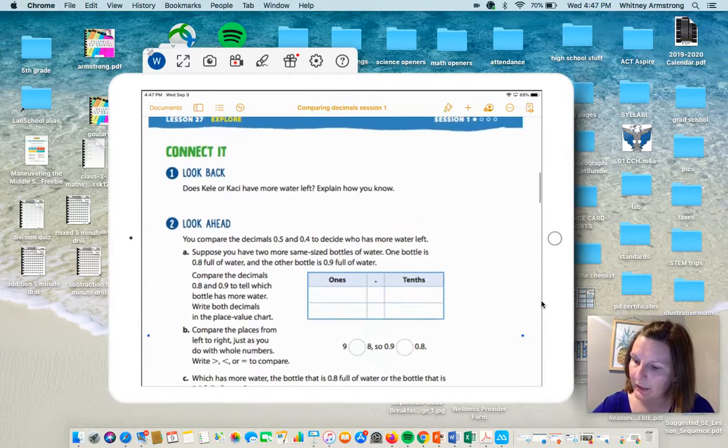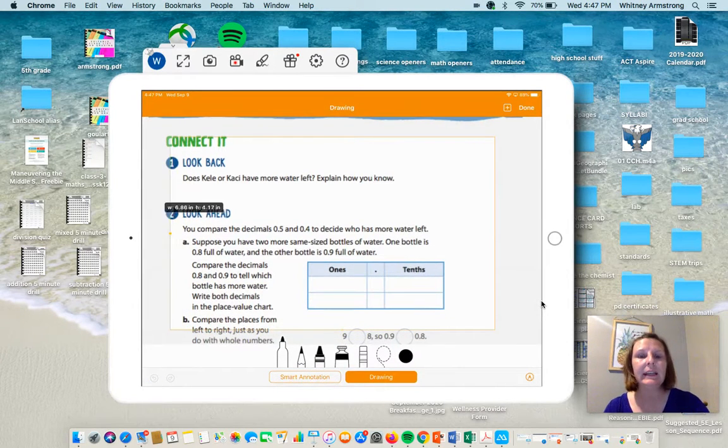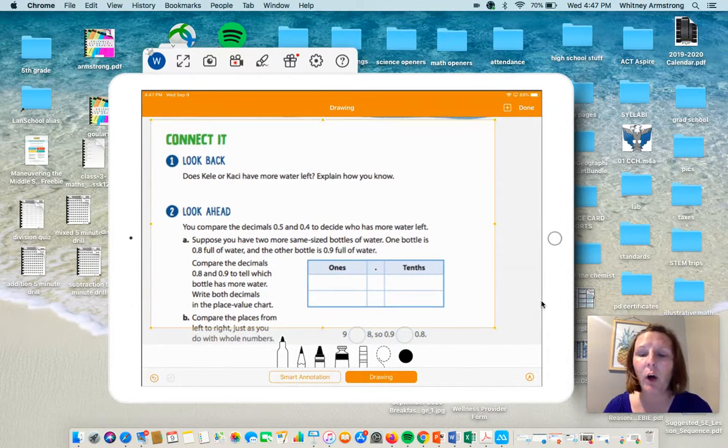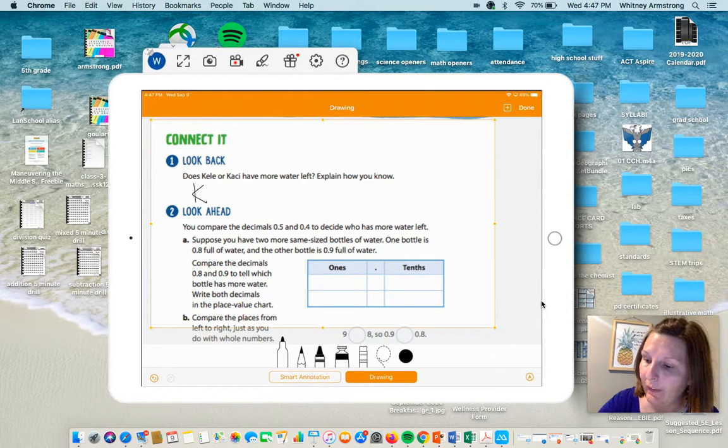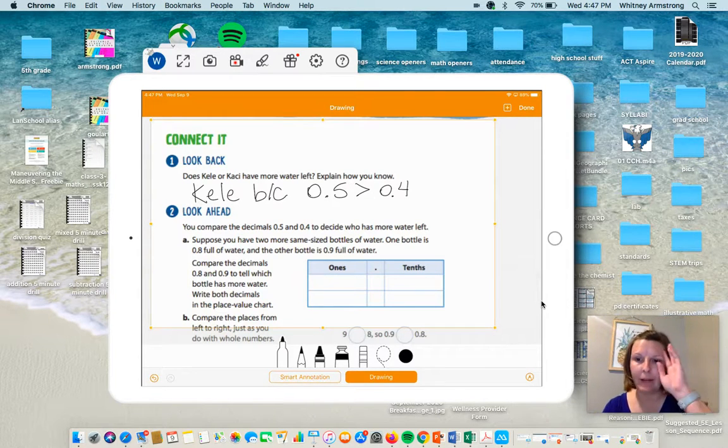All right, so let's talk about these questions. Number 1 says, does Keely or Casey have more water left? Well, when we worked our problem, we know that Keely has more because 0.5 is greater than 0.4. Okay, that's how we know.